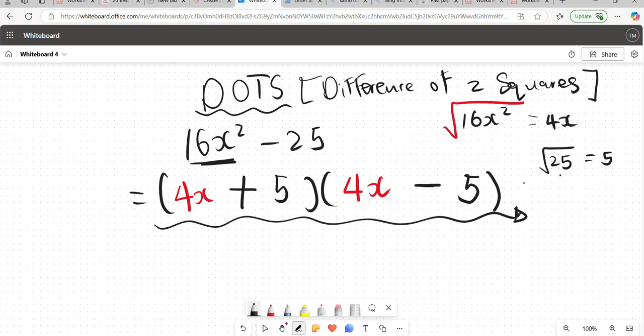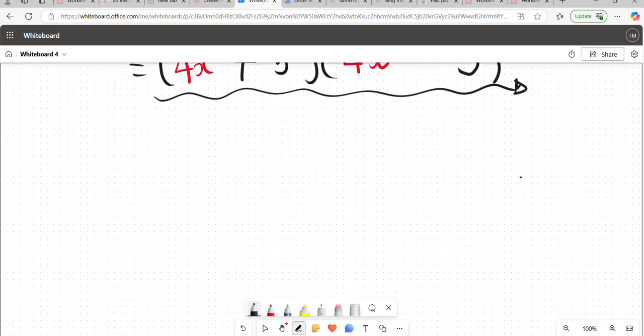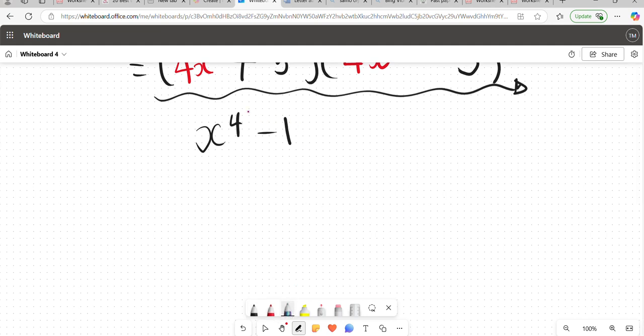So these are quite easy, but sometimes they could get a little bit complicated in that you get something like this. So this is another difference of two squares. As long as the exponent of any variable is an even number, then it's a difference of two squares. And by the way, 1 is also a perfect square. So I open my two sets of brackets, and I square root the x to the 4.